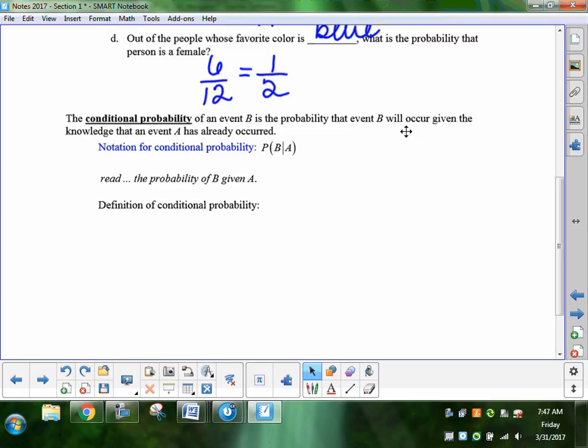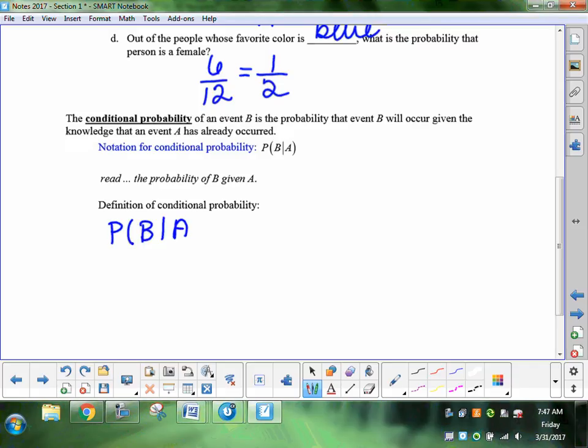As you're doing this, the notation goes P(B|A), which says the probability of B given A. And the definition of that probability formula looks like this: probability of B and A, all over the probability of A. And that's what this notation means, by the way. P with parentheses is like the probability, so like the probability of a Wednesday or something like that.